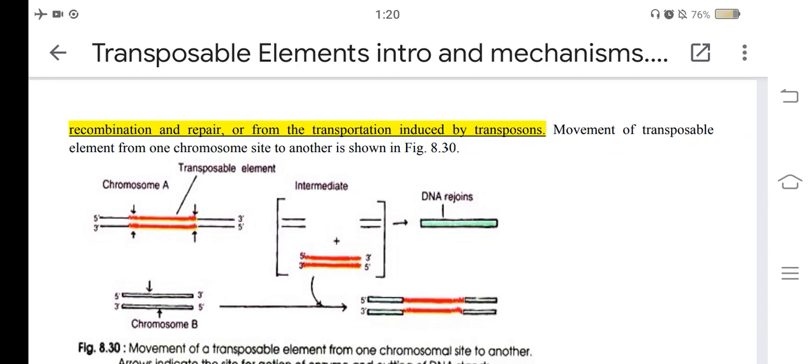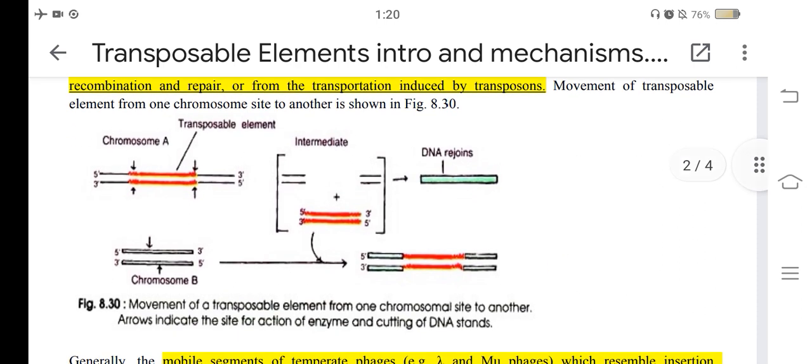by transposons. Movement of a transposable element from one chromosome site to another is shown. Arrows indicate the sites for action of enzymes and cutting of DNA strands. Chromosome A, transposable element, chromosome B, intermediate DNA, rejoins.